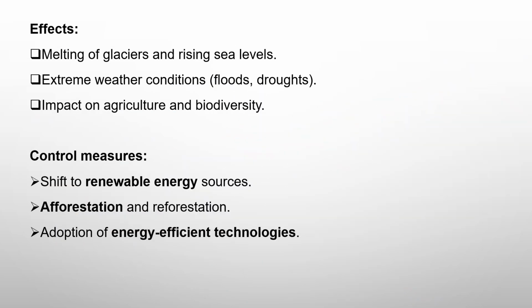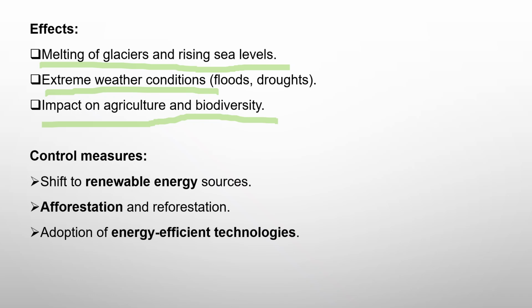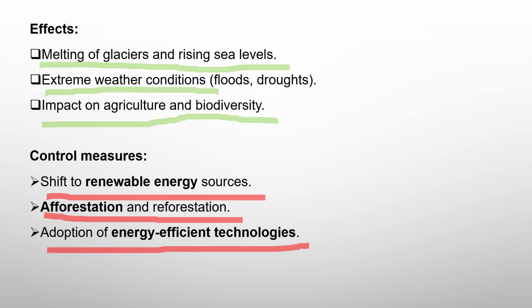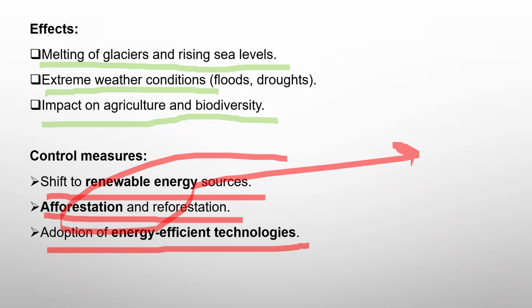If we talk about the effects, it melts the glaciers and raises the sea level. So major cities may face an issue when they are near the seashore. Extreme weather conditions are observed and it impacts agriculture and biodiversity. The control measures include a shift towards renewable sources of energy, afforestation and reforestation, and adoption of energy efficient technology. When we go through these control measures, definitely we can reduce greenhouse gas emission and we can control global challenges.